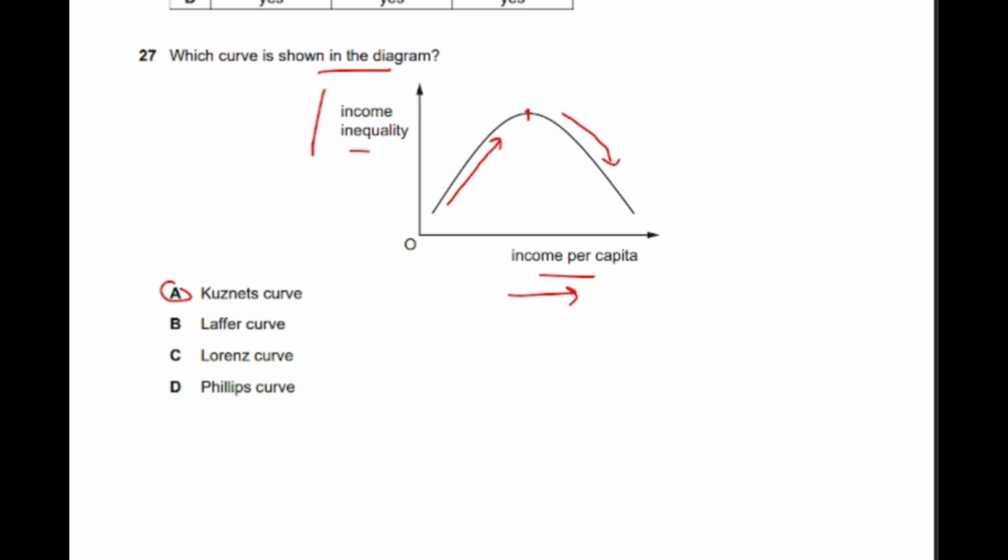Sometimes the examiner also poses the Gini coefficient here. So if the Gini coefficient increases, then it means income inequalities are increasing. If the Gini coefficient falls, then it means income inequalities are decreasing.